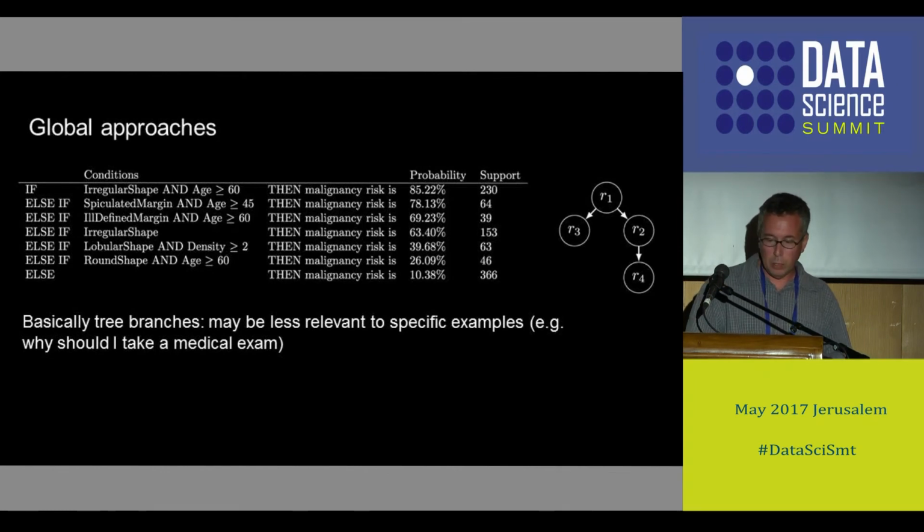There are also global approaches that are, I think, very related to trees. And again, it's my own personal opinion. I think they're very relevant to explaining the boundary surface as a whole. They may be less relevant to specific examples. So, for example, to explain why I personally should take a medical exam, I'm not that interested in the whole decision flow of the algorithm.